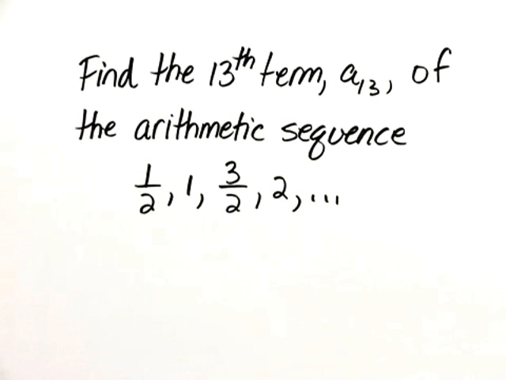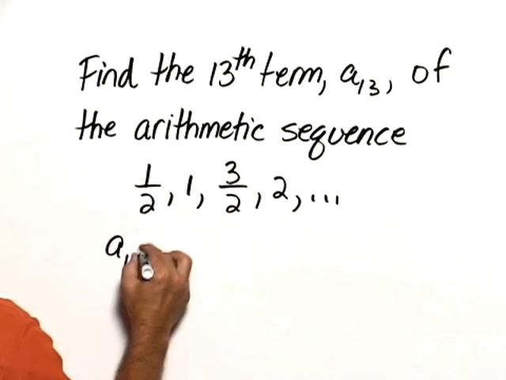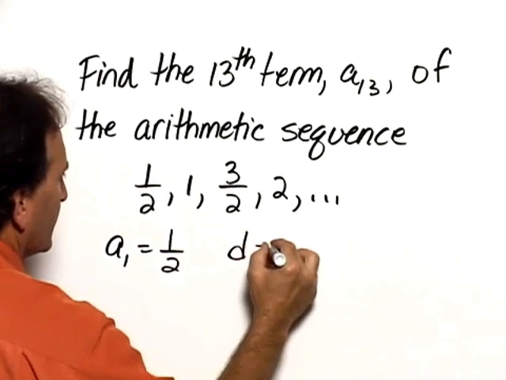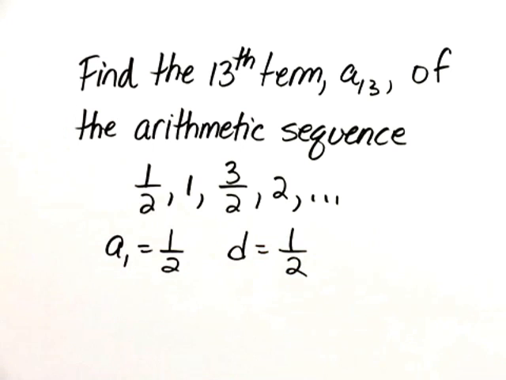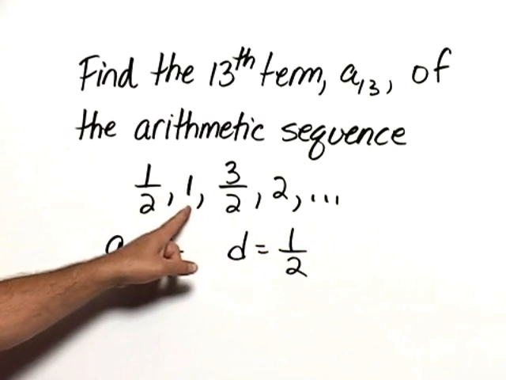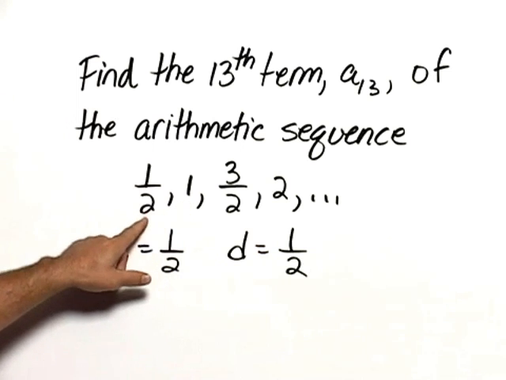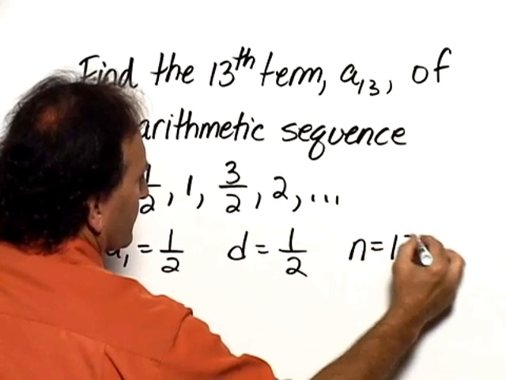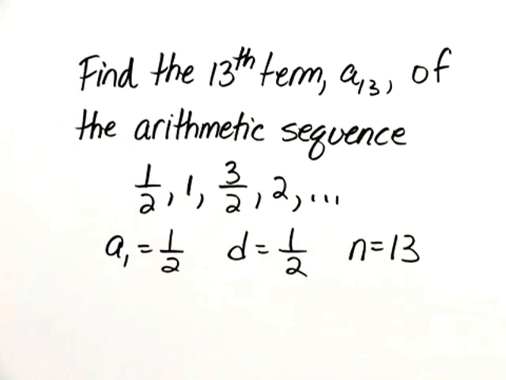Find the 13th term, a sub 13, of the arithmetic sequence 1/2, 1, 3/2, 2, and so on. So let's identify a sub 1. The first term is 1/2. The common difference d also happens to be 1/2 because 3/2 minus 1 is 1/2, or 1 minus 1/2 is 1/2. And n is 13 because we're looking for the 13th term.